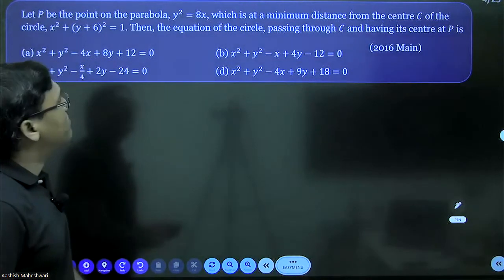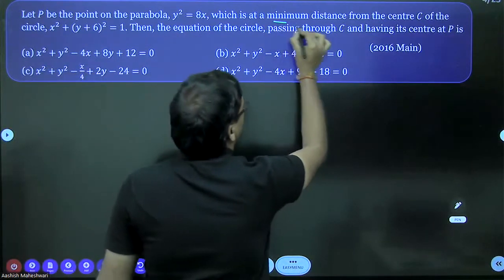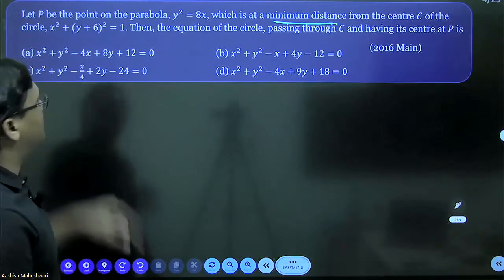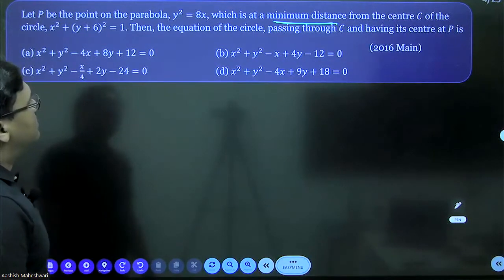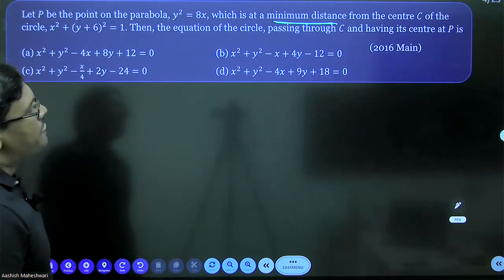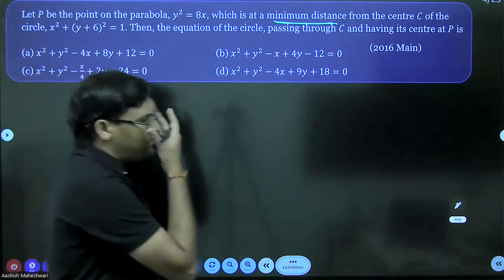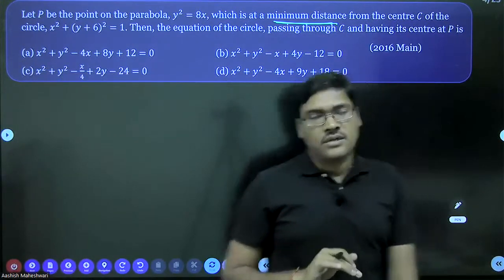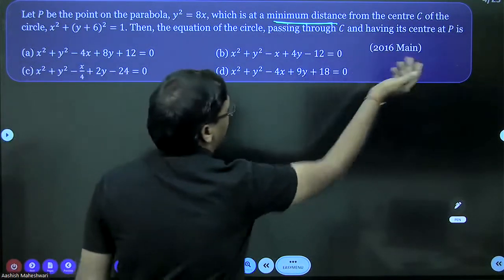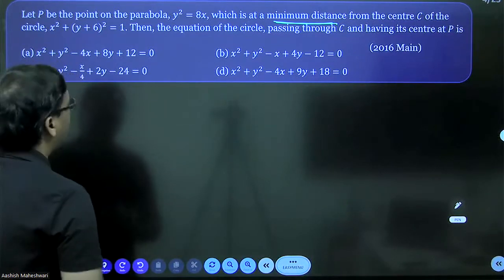Let P be the point on the parabola y² = 8x, which is at the minimum distance from the center C of this circle. Then find the equation of the circle passing through C and having its center at P. Okay, so P is a point on the parabola. Now if you have to find the equation of the circle which is passing through C having center at P, that means you have to find the coordinates of C and P. Okay, so let's start this.